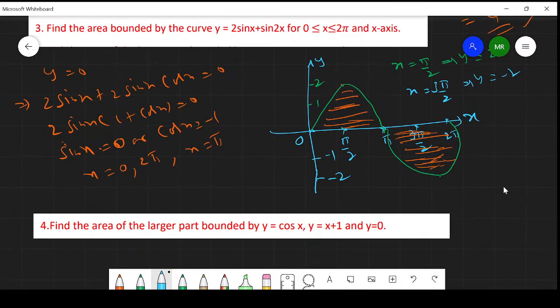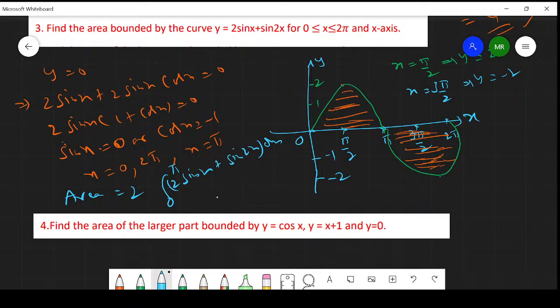I can write the required area is equal to 2 into the integral from 0 to pi, because here height is 2, here also down is 2 only. I can write the curve 2 sin x plus sin 2x dx.